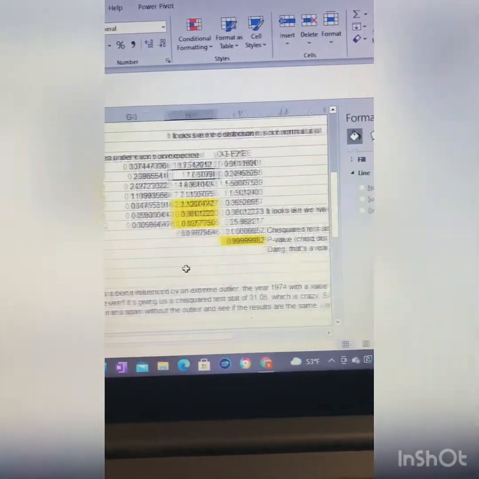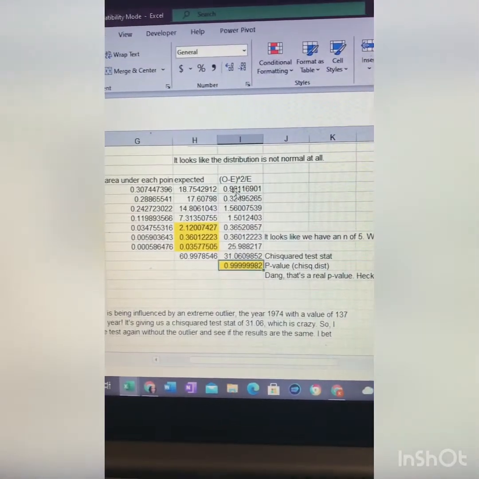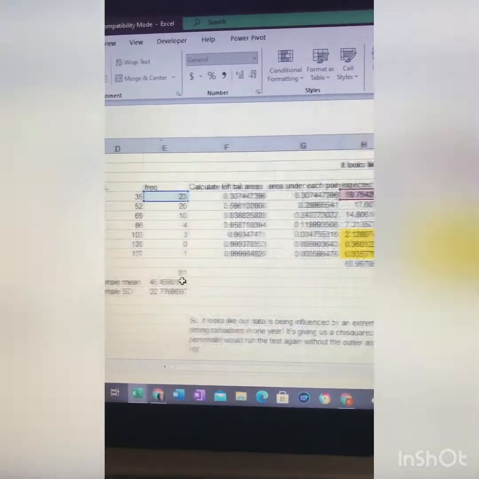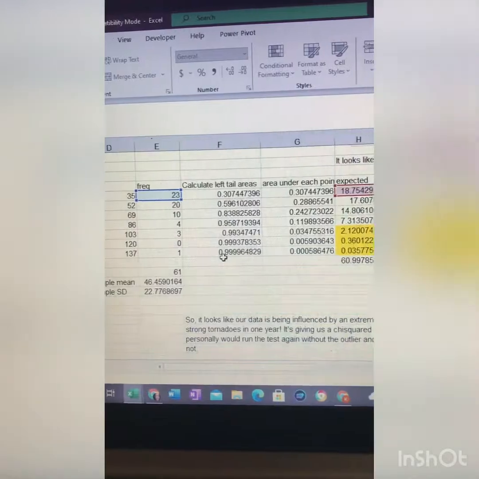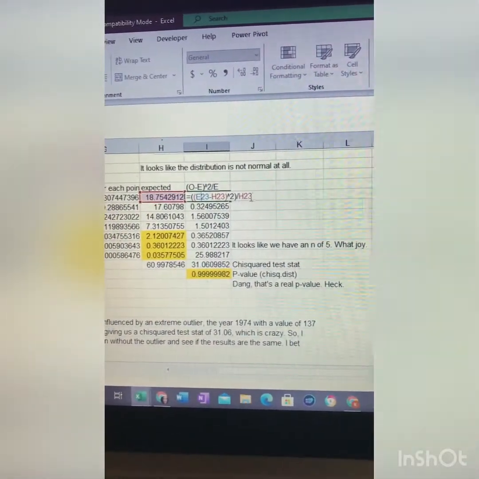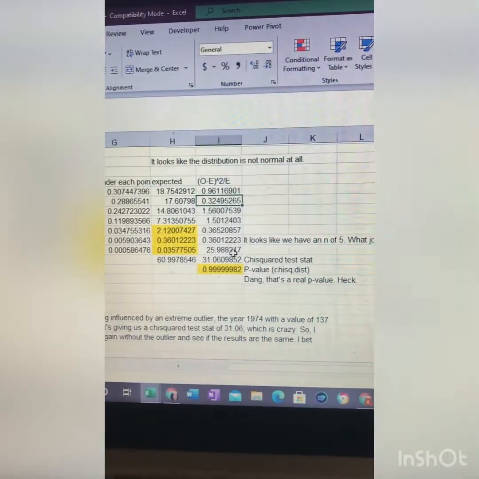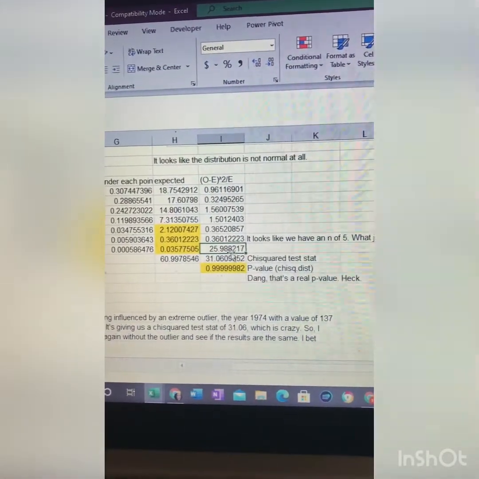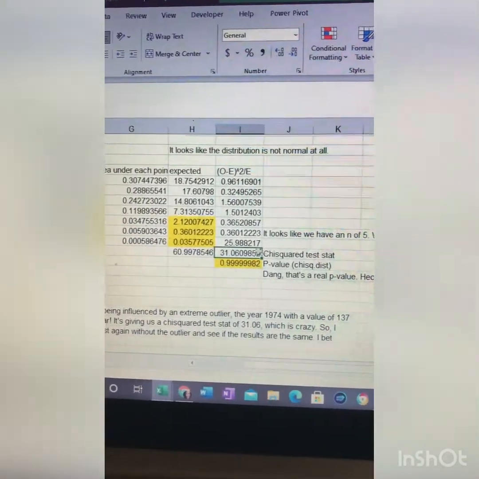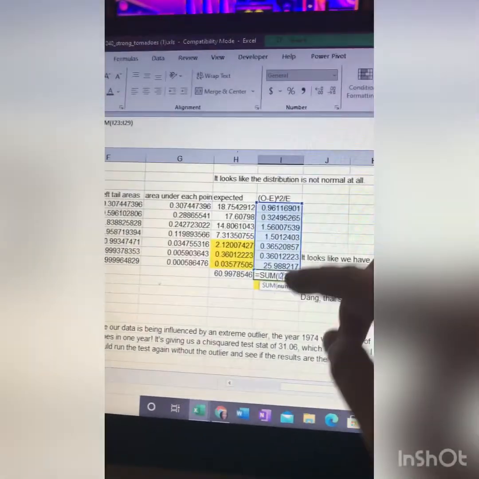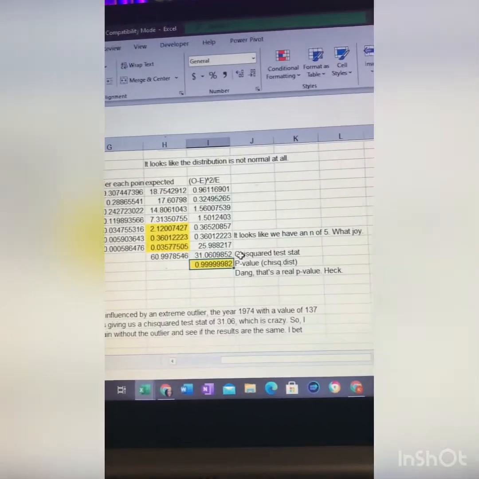Now that we've calculated the expected value, all we have to do is take our original value minus the expected and divide by the expected. So that is the original frequency minus the expected frequency, squared, divided by the expected frequency. Now that we've calculated that, we can calculate our chi-square test statistic, where we take the sum of all of these. That chi-square test statistic is 31.06.